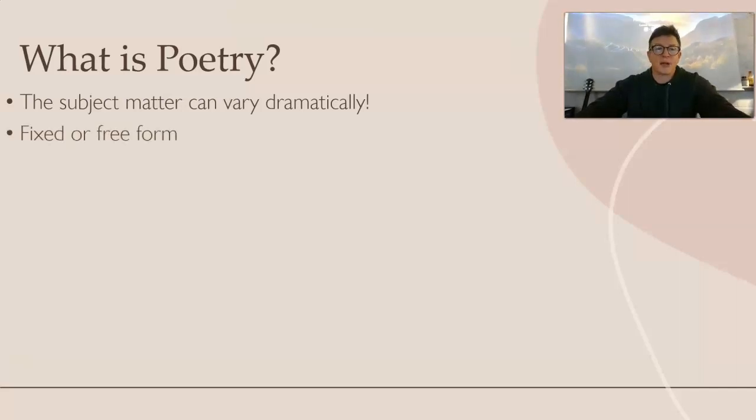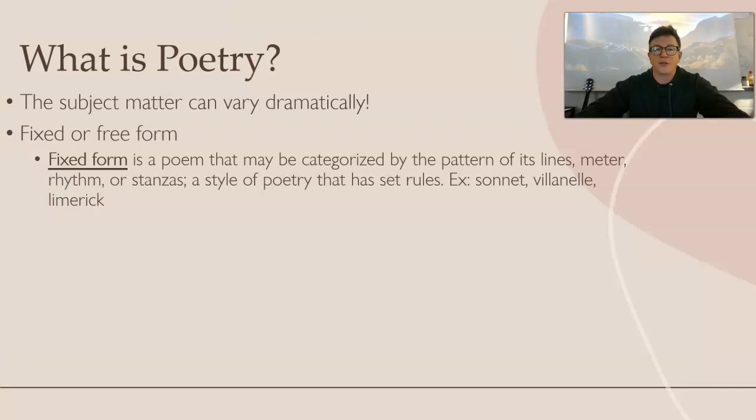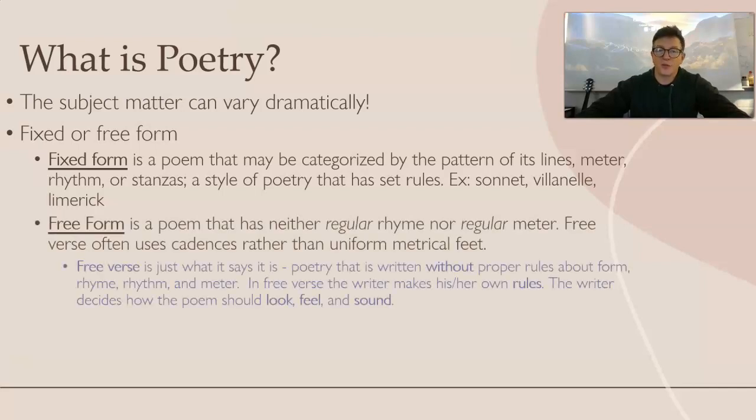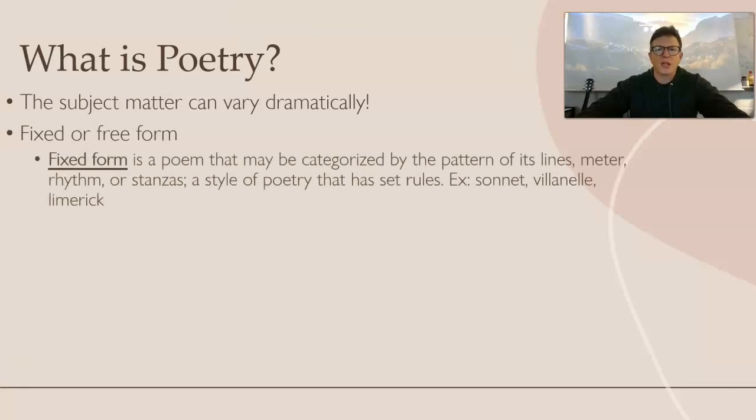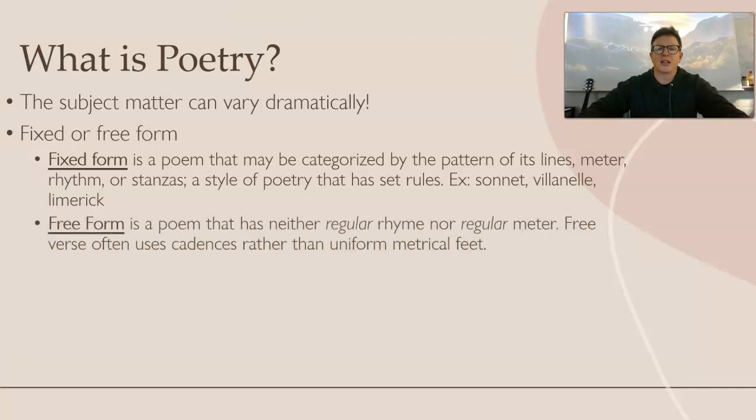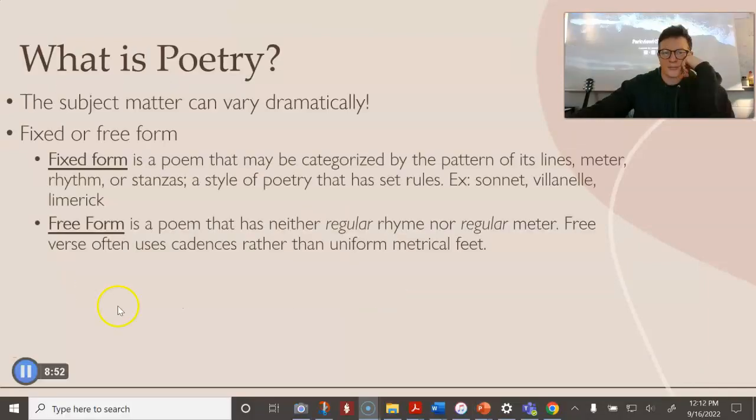So subject matter can vary dramatically. There's free form, and then there is fixed form. Fixed form is when there's a pattern, there are specific lines, there are things like the sonnet. Free form is a poem that has neither regular rhyme nor regular meter. I like free form. I don't like fixed form poetry. Fixed form poetry to me is too traditional. It's too conservative. I don't care for it personally, but that's just me.